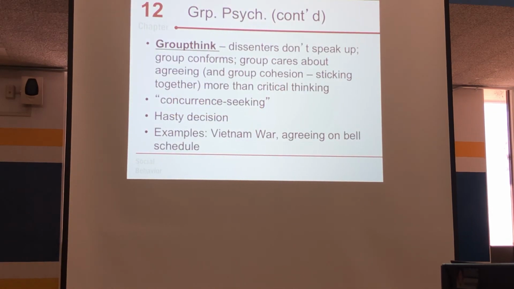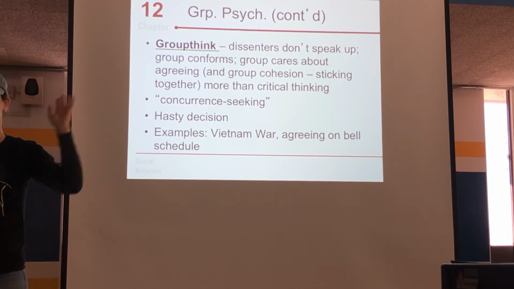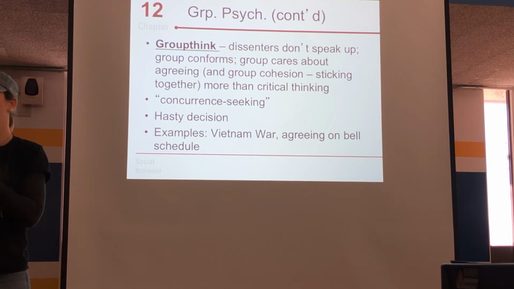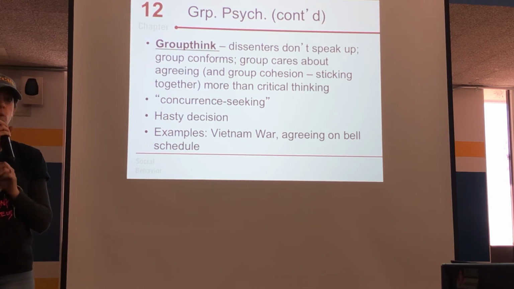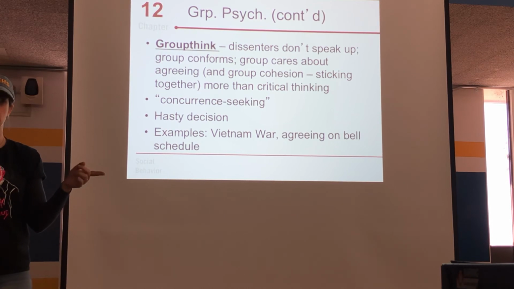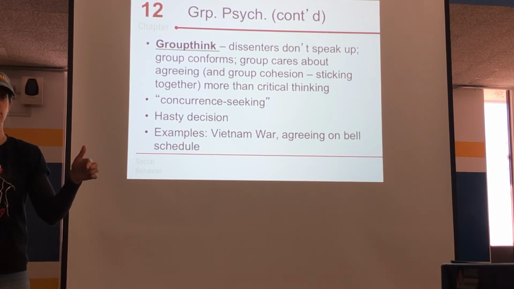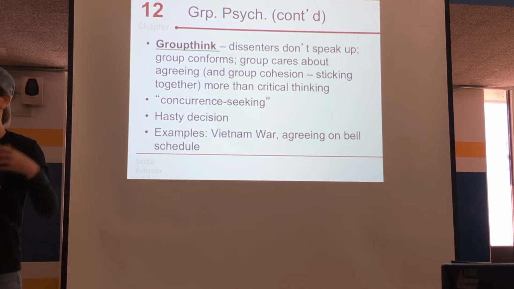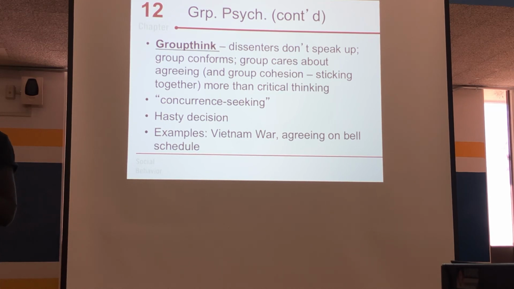Groupthink. Groupthink, what's the mnemonic? You don't think. So in a group, what happens to critical thinking? It goes out the window, right? So in a group, we are less likely to think critically and we make a hasty decision. Hasty means quick. Remember one of the words on the test just the other day was hasten? It's to make faster. Okay, haste means quick, quickness. Any questions on groupthink? Okay.